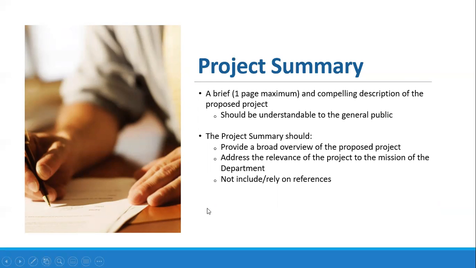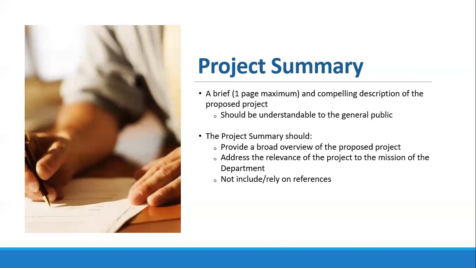And the project summary is longer. It's still relatively brief, 1-page maximum, and it should be a more expansive version of the project abstract that serves to form a compelling description of the proposed project. It should also be understandable to the general public and provide a broad overview of the proposed project. It should also importantly include some detail on the relevance of the project to the mission of the department, and it should not explicitly rely on references.